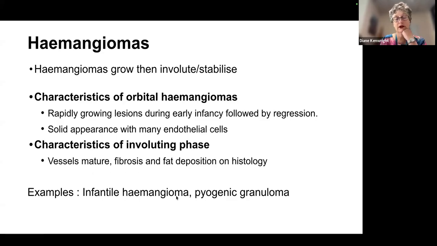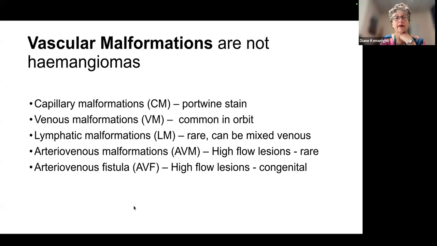They're mainly in infants. Pyogenic granulomas do occur in adults, but this type of hemangioma and pyogenic granuloma has another name called lobular capillary hemangioma. They grow, then involute. So remember, hemangioma, grow, involute, mainly children. The things that we used to call hemangiomas are now mostly called vascular malformations. So, for example, the port wine stain is a capillary malformation.